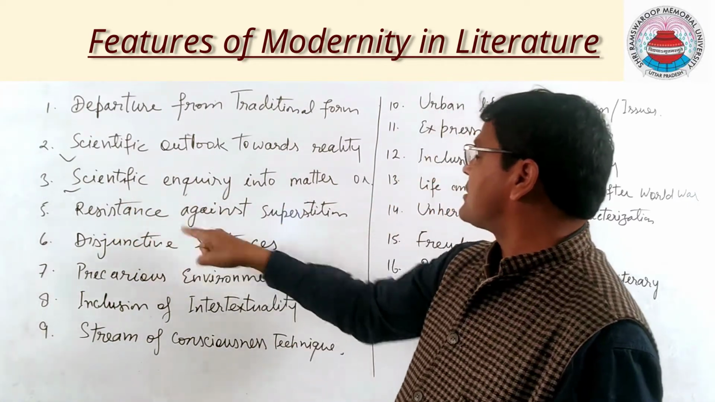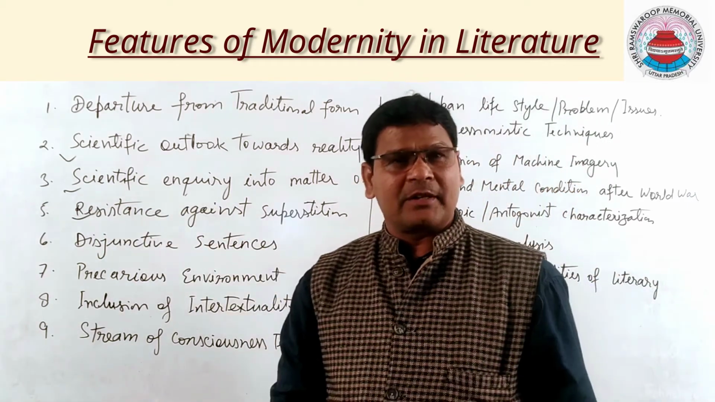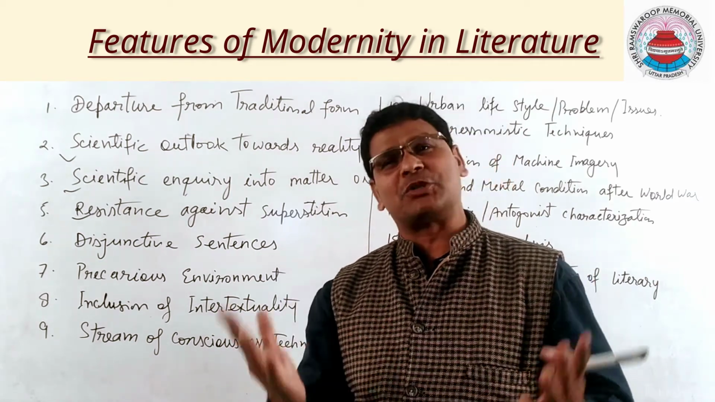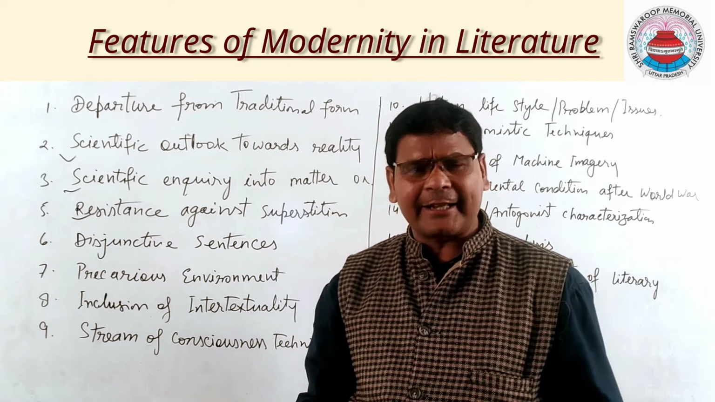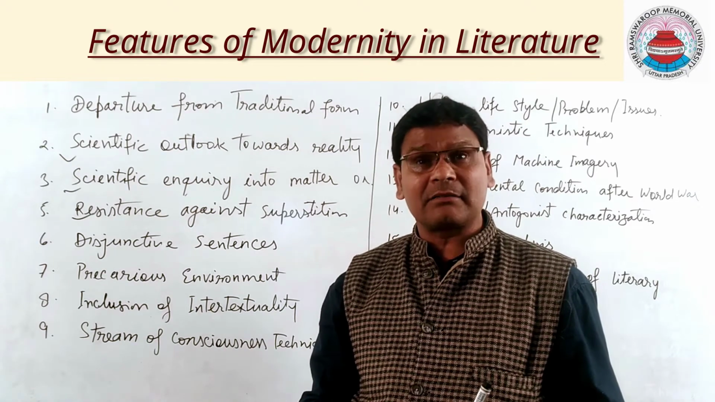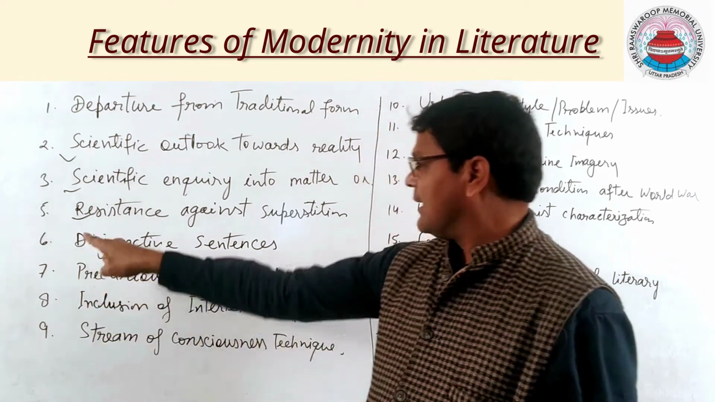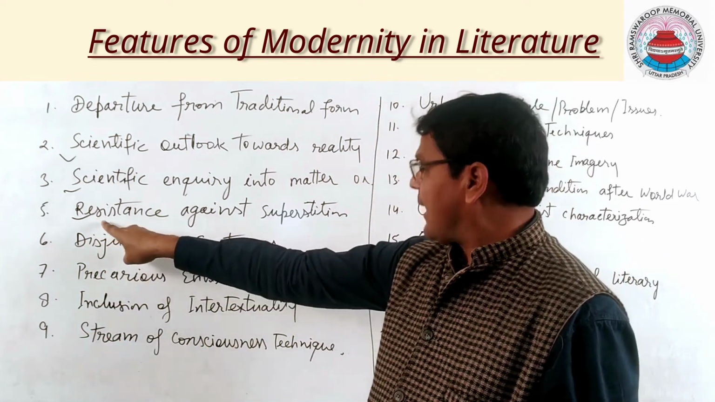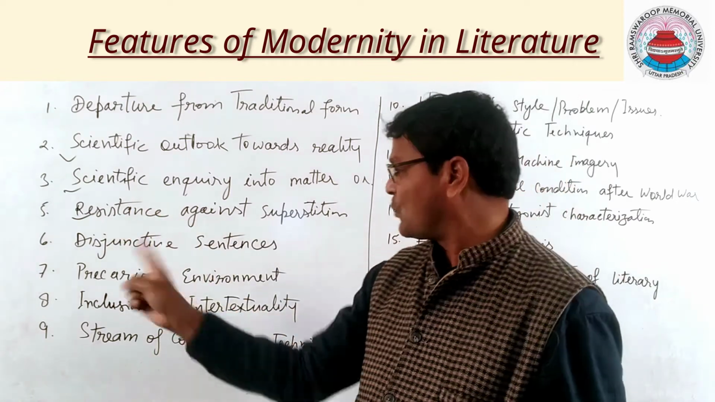Then there is resistance against superstition. If we go through classical period literature, we find many stories and tales which today, if we start thinking, are unbelievable. There is no reality in them. We know that they seem to be wrong. So in the scientific age, because people became rational, they have expressed resistance against superstition. They did not believe in superstition.